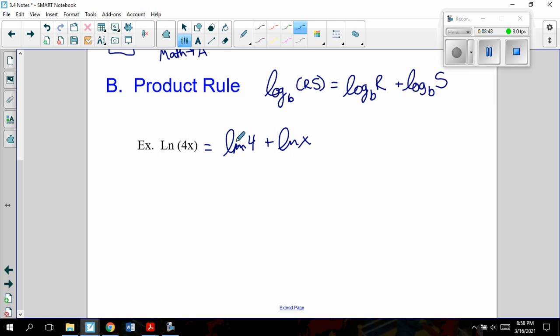This is helpful because then I can evaluate natural log of 4, that's a number, and then use it however it's asking. A possible way would be with transformations. This would just be up natural log of 4 from your original natural log of x. So that could be one way to use it, or just solving something along the way.